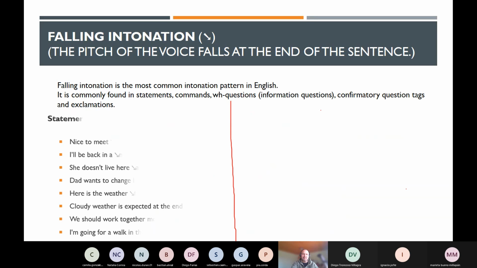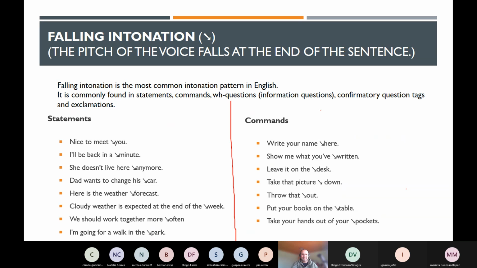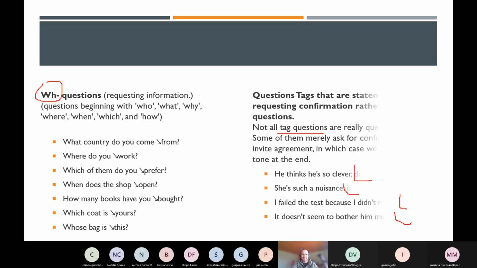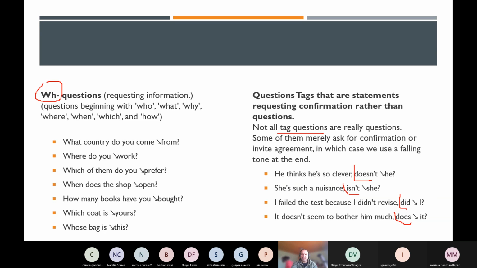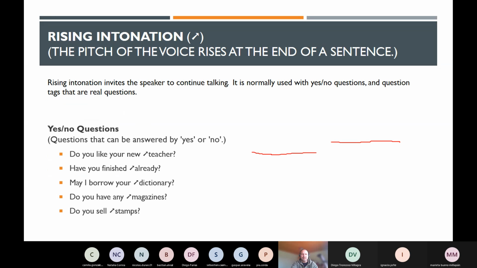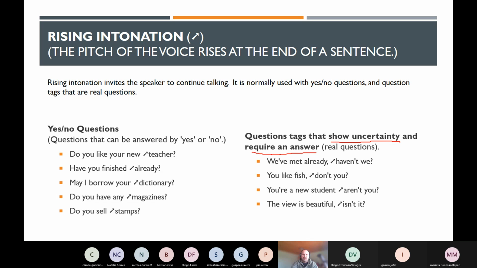And we were reviewing some cases in which falling intonation is necessary, like statements and commands, right? Like WH questions and question tags in which you don't need the answer or confirmation from the other speaker. Explanations also are the ones that require a falling intonation. And rising intonation, we were considering yes or no questions, which have a rising intonation in the end. Question tags that you really are using because you require an answer from the speaker, because you're not sure about the answer.